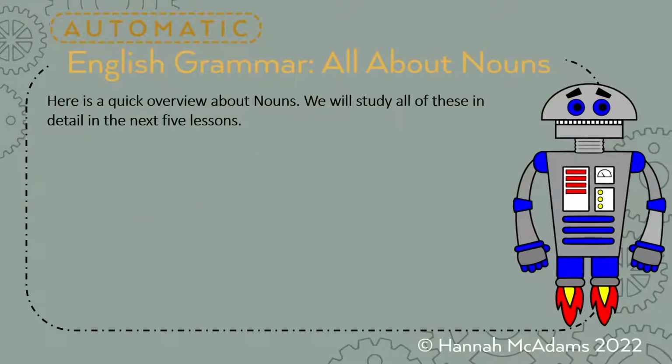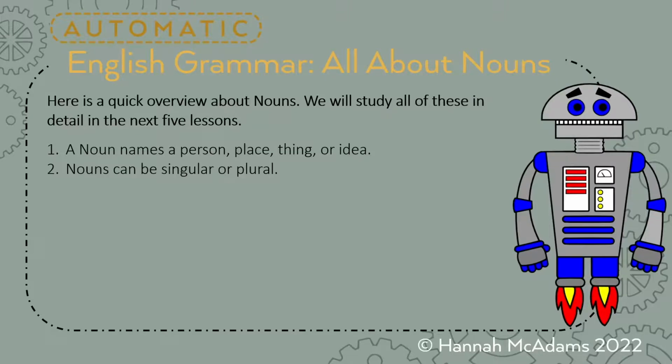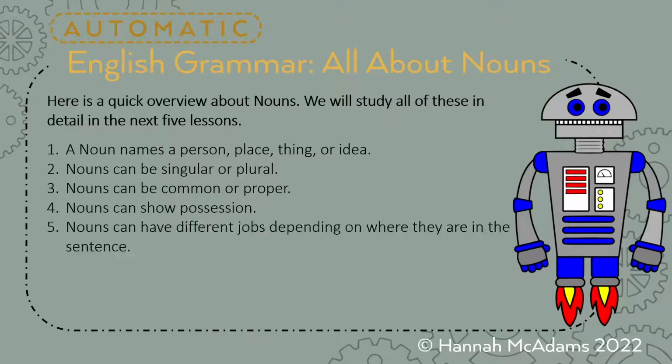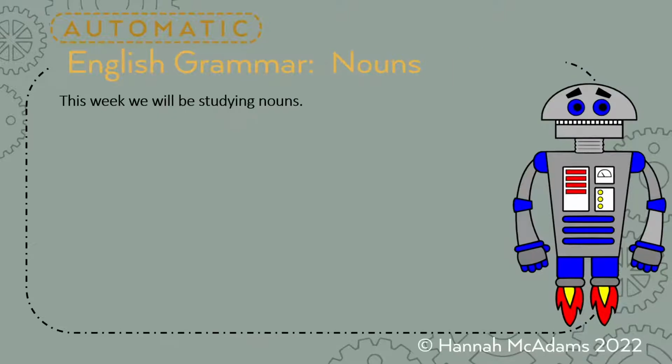All right, so I want to go over quickly just kind of a bird's eye view of nouns. We will study all of these in detail in the next 5 lessons. So a noun names a person, place, thing, or idea. Nouns can be singular or plural. Nouns can be common or proper. Nouns can show possession. And nouns can have different jobs depending on where they are in the sentence, and a group of animals of the same kind may have a collective name. This week, we will be studying nouns.